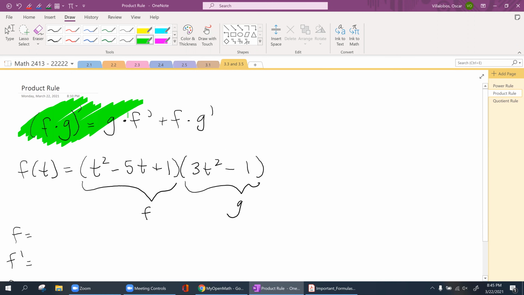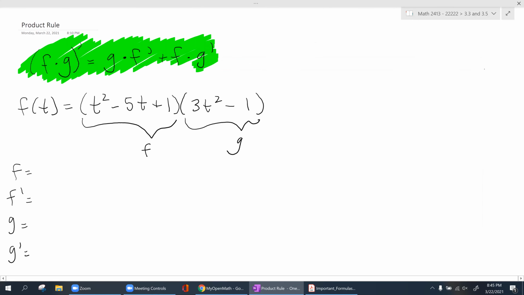Do you have to have this memorized? You sure do. So F is going to be my first one. That is just t squared minus 5t plus 1. The derivative of this is going to be 2t minus 5. And like I said, if you need to pause the video, definitely go ahead and pause the video. The next one is G. G is just 3t squared minus 1. The derivative of this is going to be 6t. At this point, you have everything that you need to plug in.